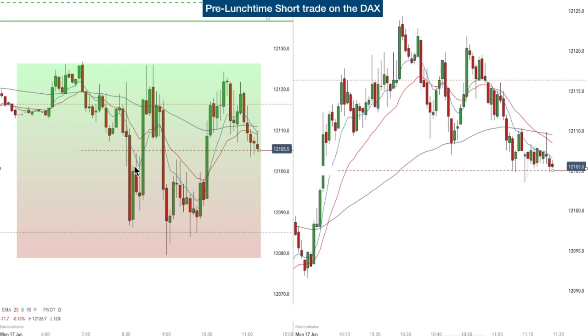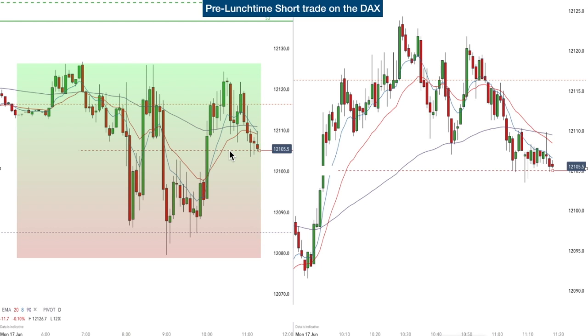But look what's happened every time it's been around this 12,100 level. It hasn't rejected off that level. It's actually just powered through it on the way up and on the way down. It's powered through this 12,100 level. So it hasn't offered particularly strong support or resistance, even though it's a significant round number. And so we'll have to wait and see what happens with this particular trade.